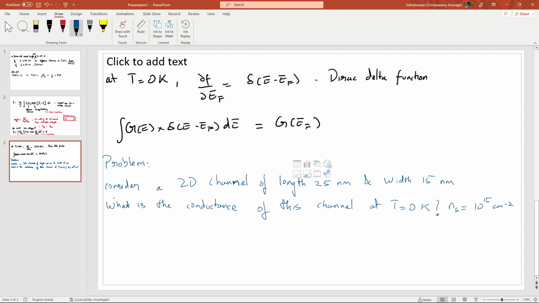Before I start solving it, just out of curiosity, does anyone here have an idea how to solve this question? You don't have to tell the answer. You can just say yes or no, and then I will proceed to solve the question anyway. Do any of the live attendees know how to solve this question? How many of you don't know how to solve this question?